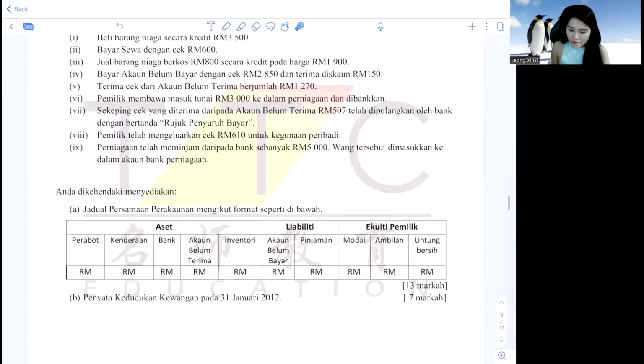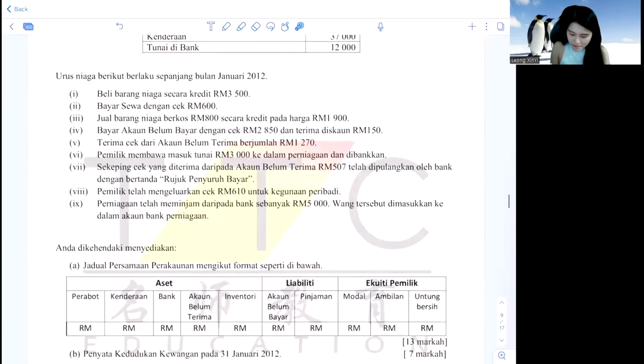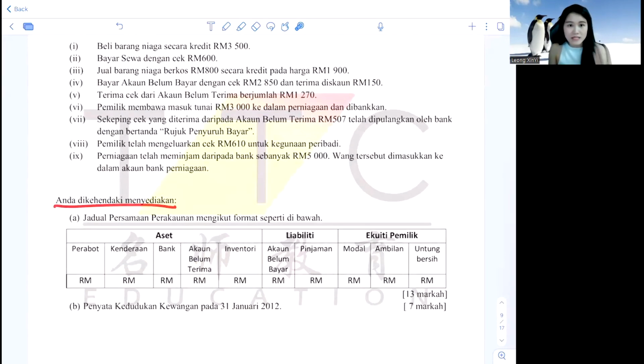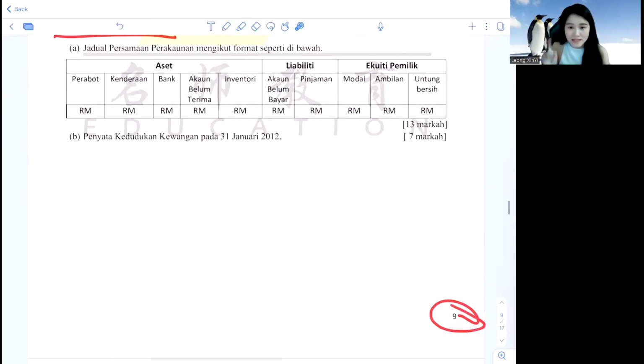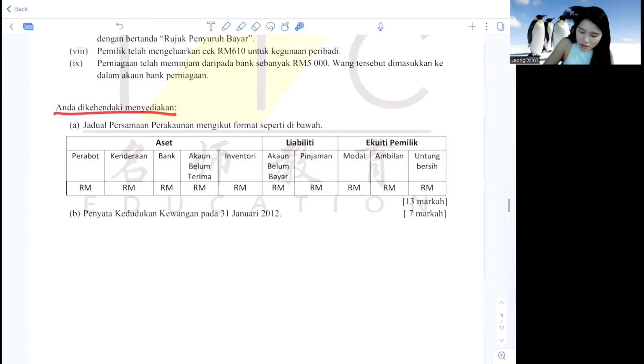Okay, so here, for question number 1, they already wrote, Anda dikehendaki menyediakan. This is on page number 9. Okay, page 9. They told you to menyediakan jadual persamaan P.Akaun mengikut format seperti di bawah. Guys, if they show you like this, it means you have to draw it by yourself into your test pad.